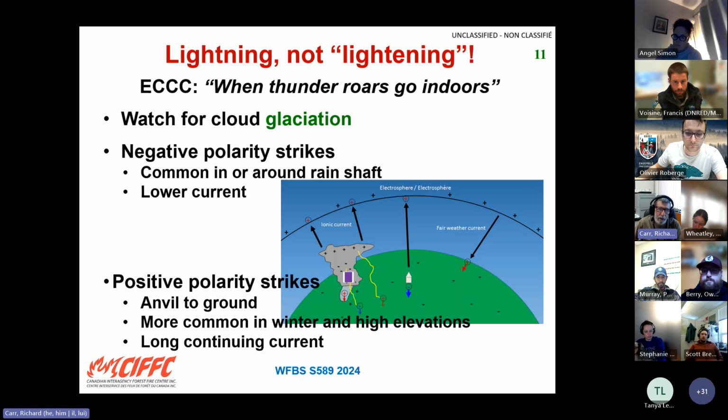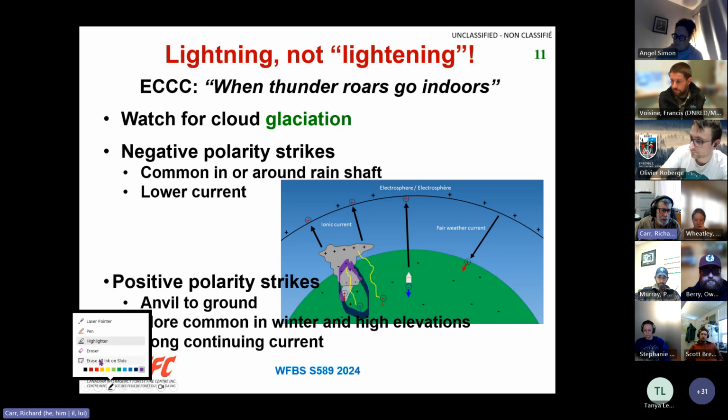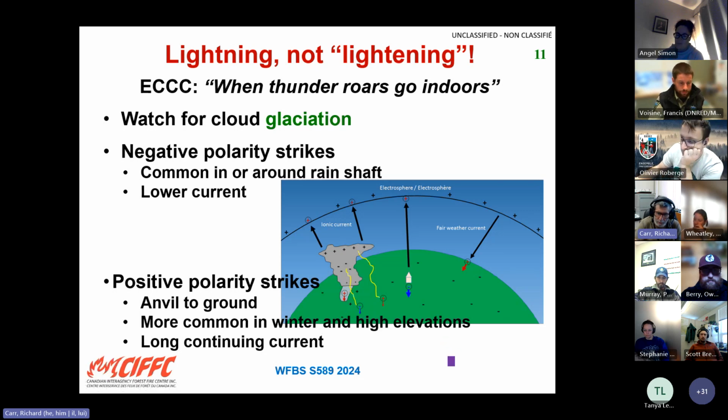The negative polarity ones, starting usually at the center of the cloud, you've got the -15 degree level here where you start to get ice particles forming in the cloud, and ice tends to lose electrons more readily than water, so you get that charge separation happening in the cloud. But most of those negative strikes will just come out of that rain shaft area. Of course, they can all be dangerous. There is quite a range in strengths of these discharges, but just something to always be aware of is how close you are to lightning strikes.